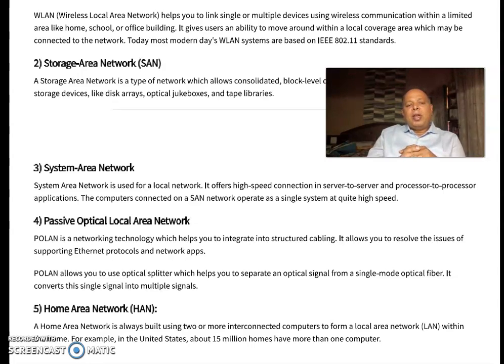As I mentioned previously, the home area network. In our home, the network enabled devices are increasing. Our refrigerator is becoming a network enabled application, or washing machine, even other devices like simple speakers also. So to connect all these devices, you need a network, a sort of LAN, and that is called a home area network within a home. And you'll wonder that in the US there are around 15 million homes that have more than one computer. It is called ubiquitous computing. And in India also, this phenomenon is coming up in a big way.